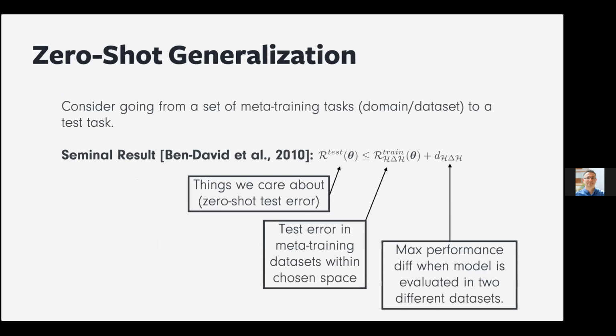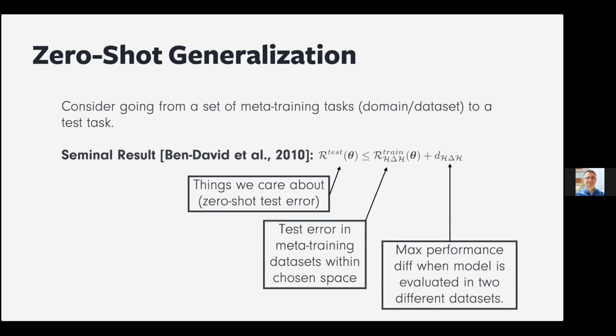And the seminal result, which gives you the hope, is this one by Ben-David. They show that zero-shot test error is upper bounded by two terms. One is your test error in your training data sets, or meta-training data sets, in these T data sets that you collected, plus a term about complexity.